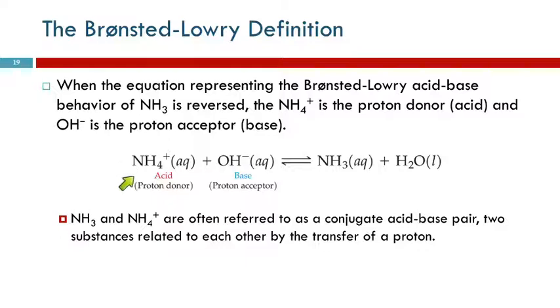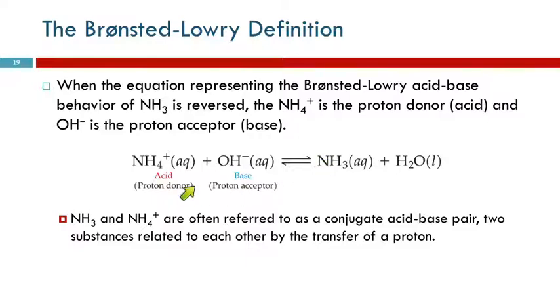Now this NH4 plus can act as an acid and donate that proton to the hydroxide ion. All it's doing is it's giving back the baby. But now this parent is accepting the baby. The one that accepts the proton is the base. The one that donates the proton is the acid. So this acted as a base, accepting the proton, and this is the acid.